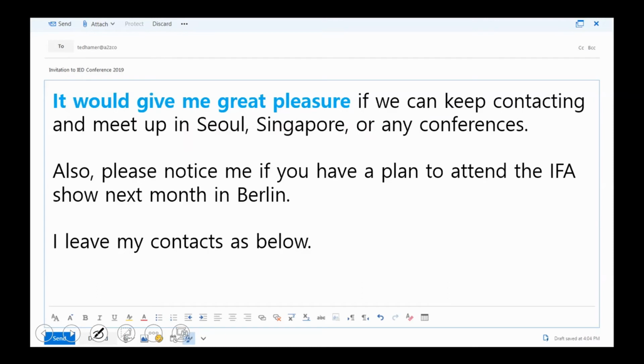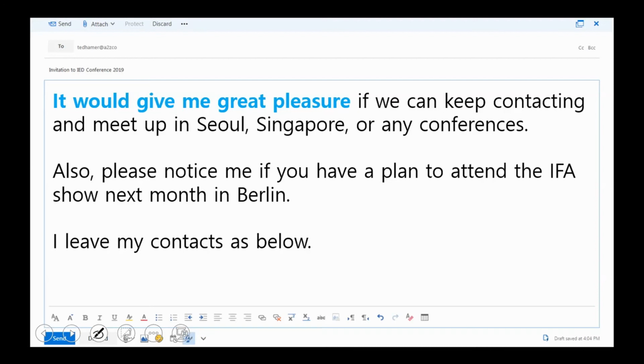Now that is a common expression that you could use if you want to express that you would appreciate or be happy about the reader's actions. It would give me great pleasure if you could send me the file tomorrow. Or in this case, it would give me great pleasure if we can keep contacting, if we can keep meeting, stay in touch at different conferences. So "it would give me great pleasure" is a better expression to use. We'll go over more expressions like this in later units in the book.